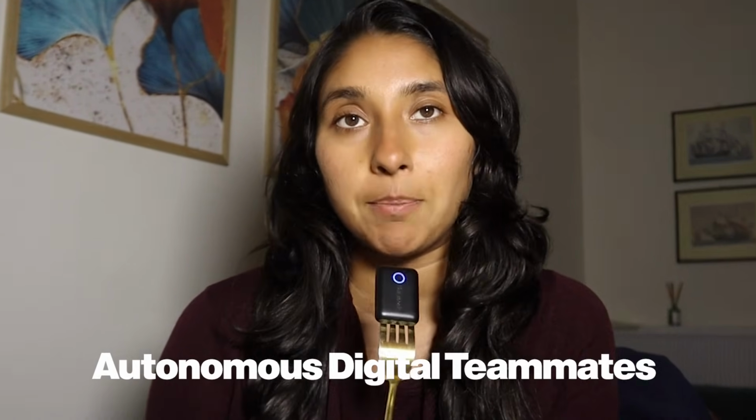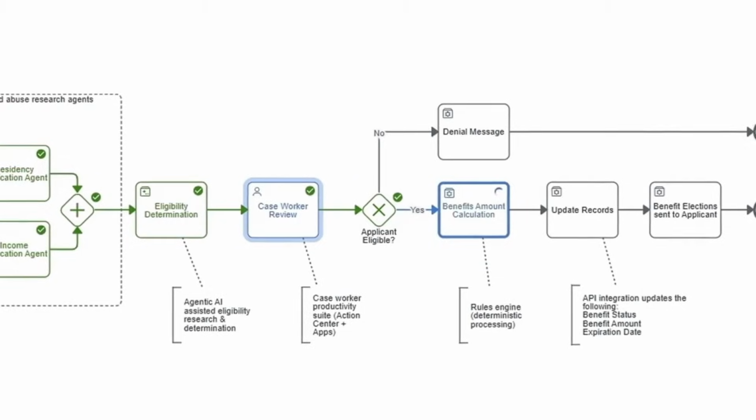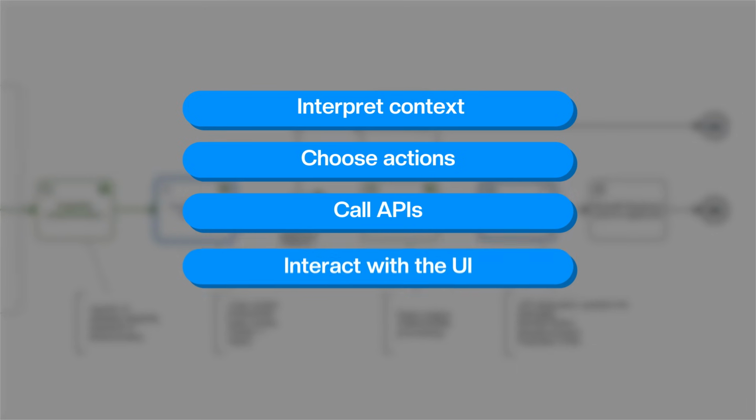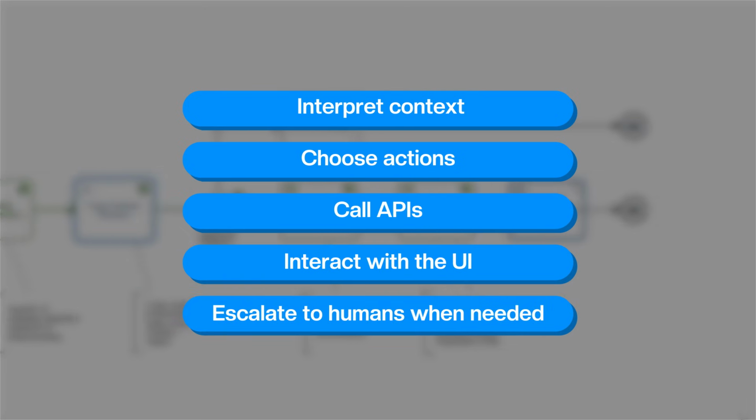So before we get into building our own AI agents, I want to share something important with you first. Why do agents and agentic orchestration matter for software engineers? Well, because they're autonomous digital teammates that can basically make and act on decisions for you, which saves a lot of time as an engineer. So agents that interpret context, choose actions, call APIs, or even interact with the UI and escalate problems to humans when needed are the future of the tech industry.